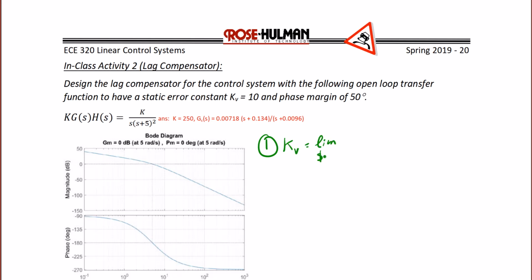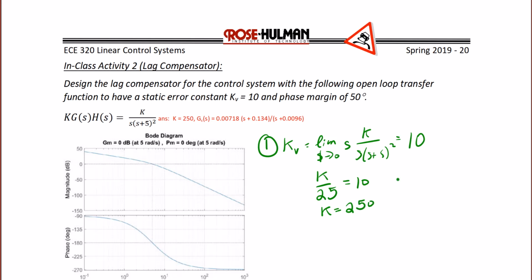So the open loop transfer function is K over S times (S plus 5) squared, where Kv, the velocity error constant, is defined to be the limit as S goes to 0 of S times KG(S)H(S), and we set that equal to 10. So we're going to have K over 25 equals 10. And when we solve, K is equal to 250.